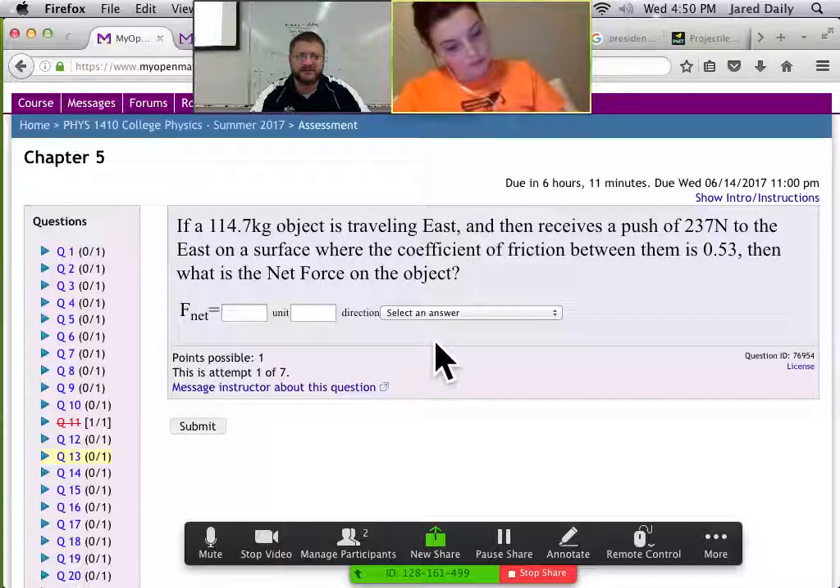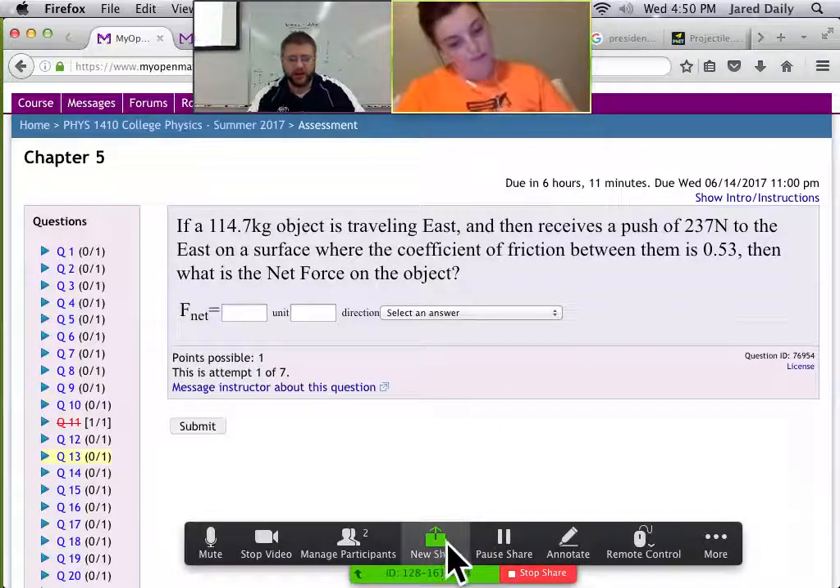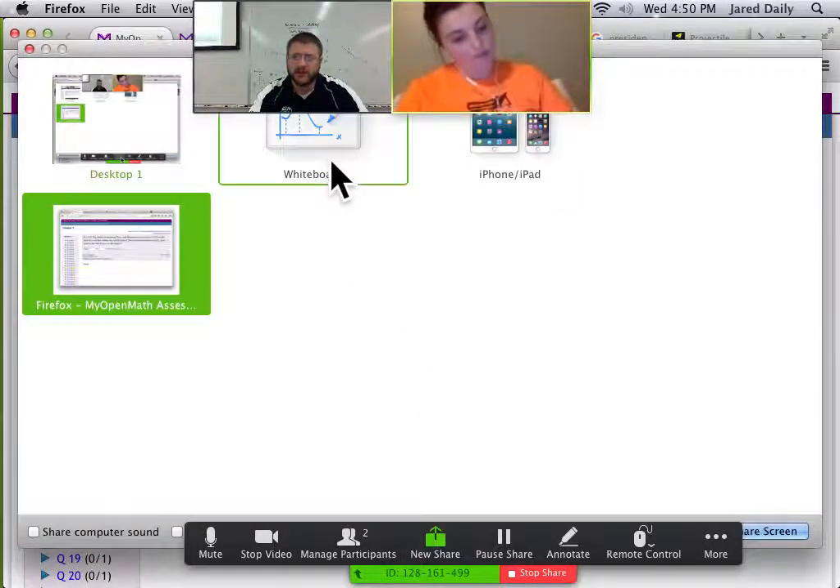Okay, so we have a 114.7 kilogram object traveling east that receives a push to the east. So it's already moving, and there's a friction. We want to know the net force on the object. Okay, so let's go here.